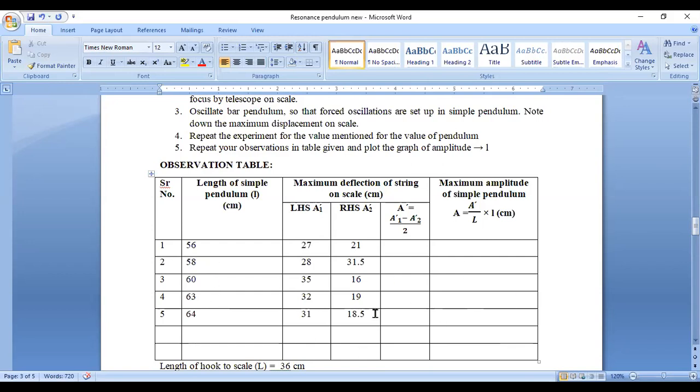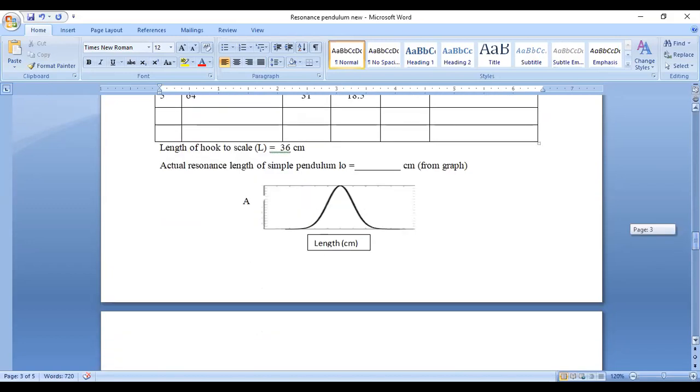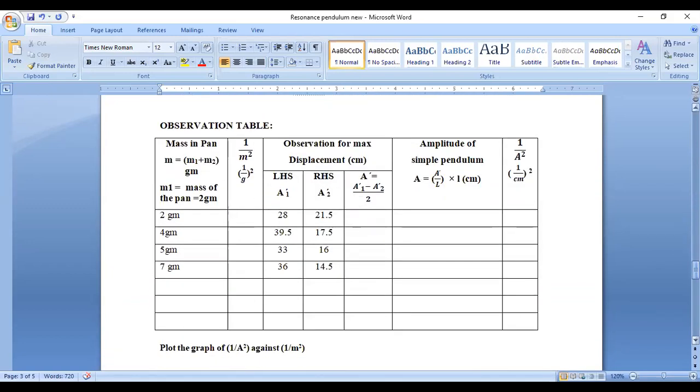You see, I have given the 5 observations. So you do these calculations because you will be given an assignment to perform this experiment. Since you cannot go to the laboratory, you cannot take the results. We are providing you the results. So using this result, you plot the graph and find out the resonance length L0. And once you find the resonance length L0, you prepare the observation table for part 3.